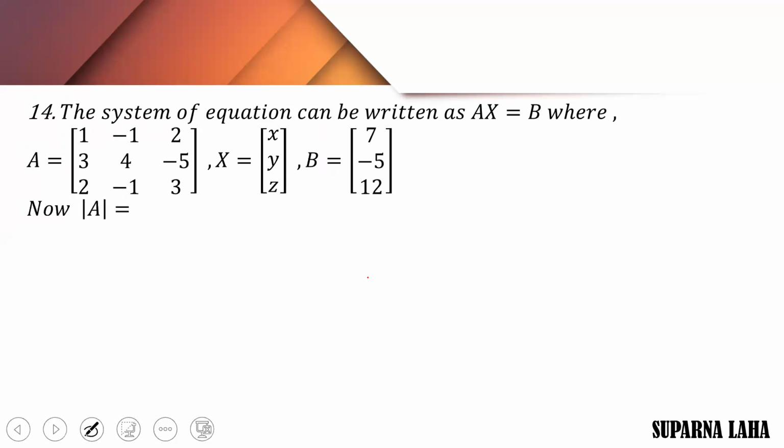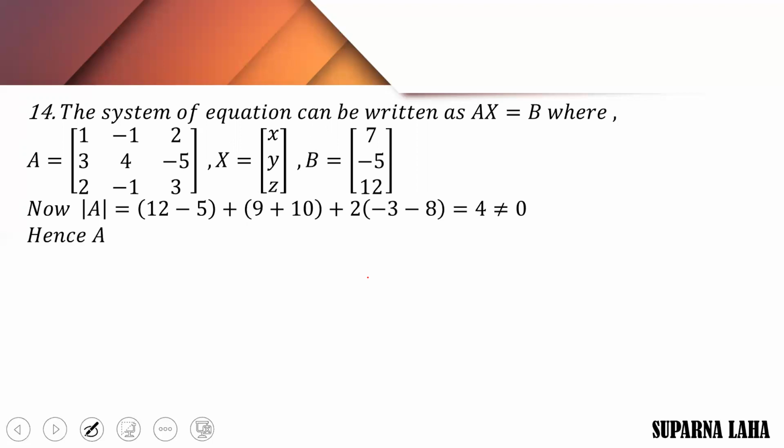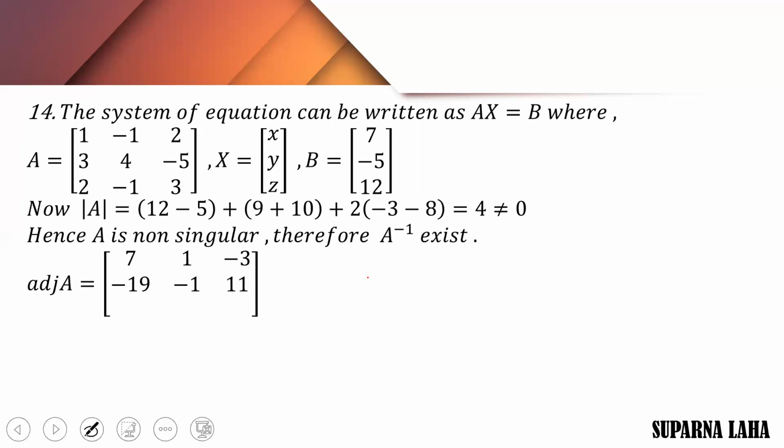Now find determinant of A. So here also I am just breaking this determinant and finding the value. So this will be 4. There is non-zero. So that means A inverse exists. A is non-singular. A inverse exists. So now if A inverse exists, then find adjoint of A. That means cofactors of the elements and take its transpose.